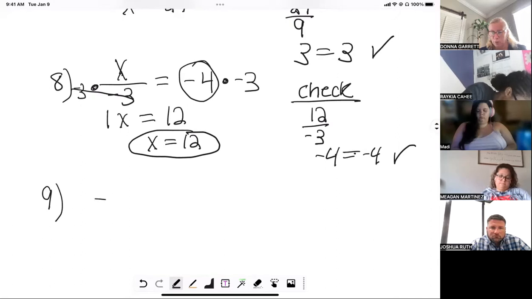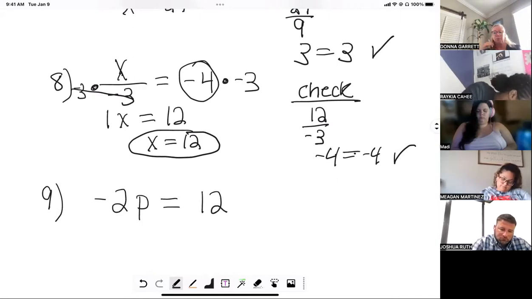Fine. This one's for you guys. -2p is equal to 12. See if you can find p, doing the work.